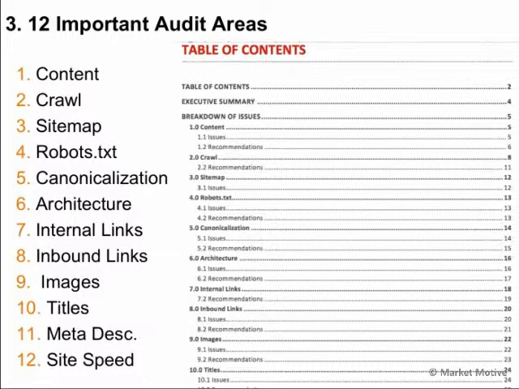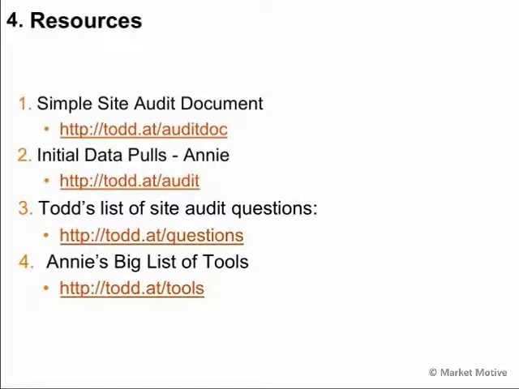Again, there's probably 50 questions with content alone that we could ask, but for the purposes of this series, we're just going to look at a few questions in each of these areas to get an idea of how a site audit works and how it should be organized and how we can make recommendations to the website owners. So within each of these areas, we'll look at about 40 different questions. Here's the list of where you can get those.